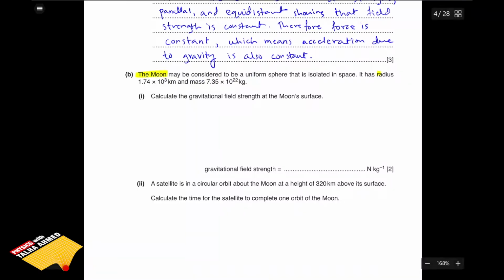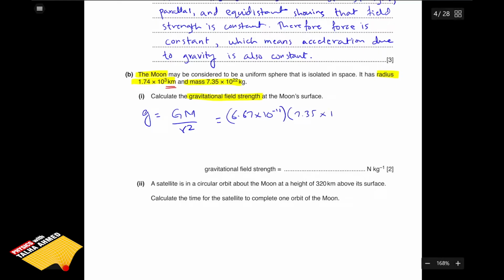Now for part B, we have a moon, and we are told that the radius of the moon is 1.74 thousand kilometers. Notice that the unit is kilometers. The mass of the moon is also given. You are required to calculate the gravitational field strength at the moon's surface. The formula for gravitational field strength is pretty straightforward, GM over r squared, and the value of G can be found from page number 2 as always.